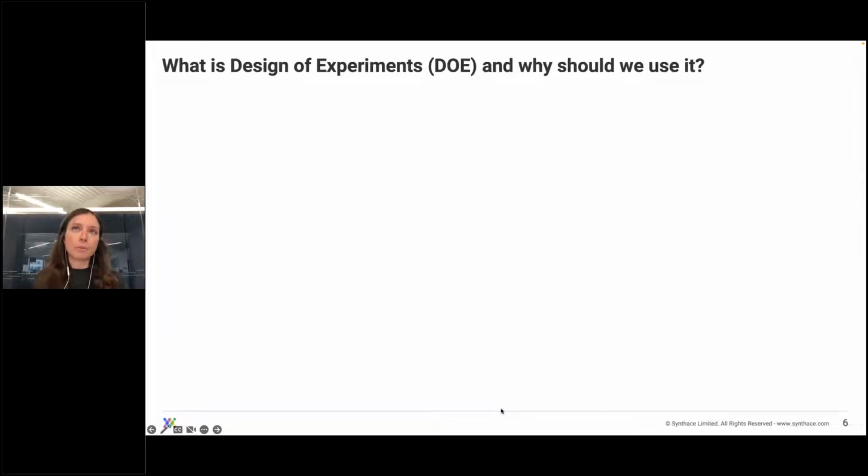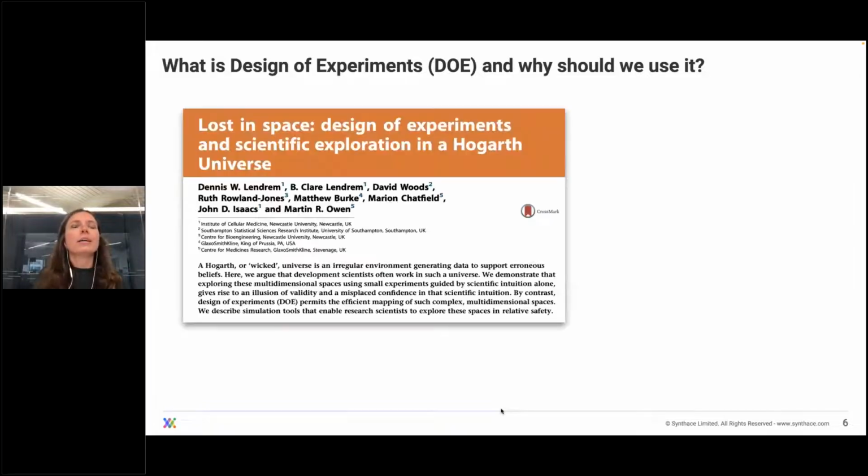So what is the design of experiments and why should we use it? Here I would like to take the opportunity to highlight a few really useful resources, some of which we have mentioned in one of our previous webinars. Namely this paper, Lost in Space, Design of Experiments and Scientific Exploration in a Hogarth Universe. It's really useful because it nicely explains why you'd want to use DOE, and I will show you a few key figures from this paper on the next few slides to help me make my DOE case really.